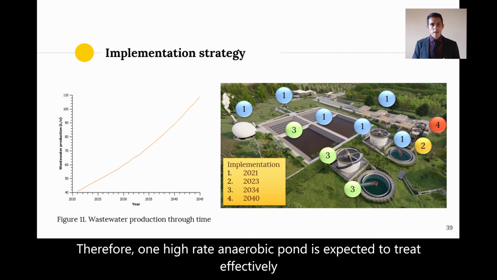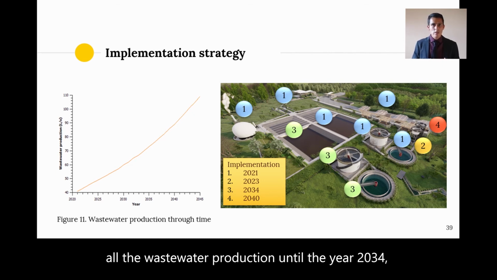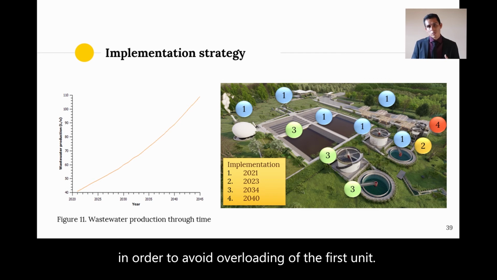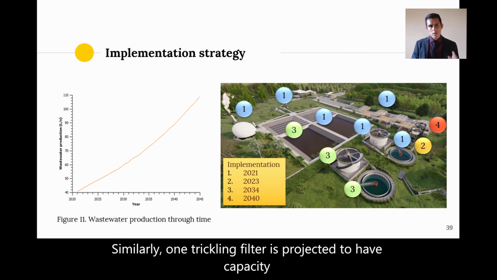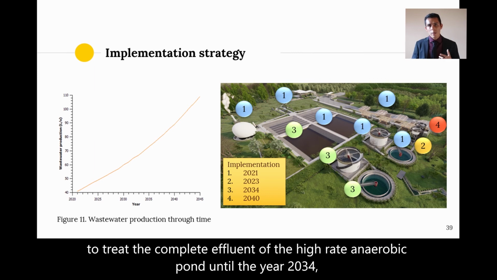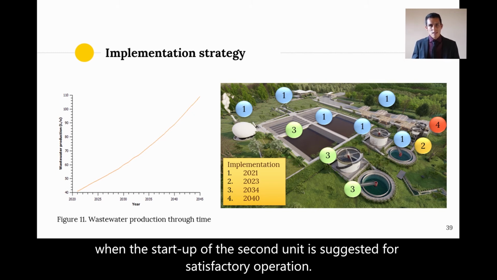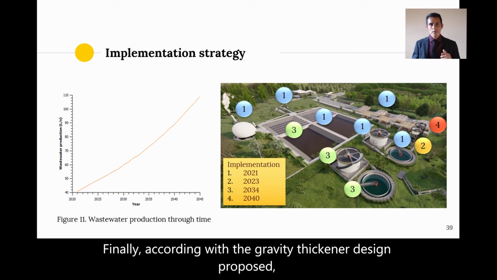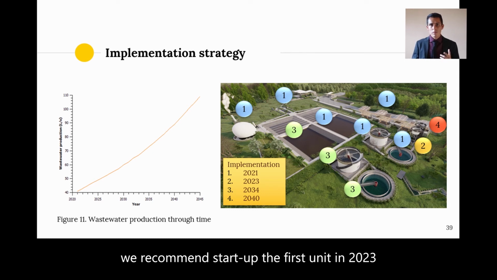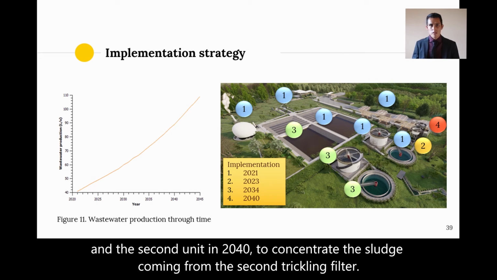Therefore, one anaerobic pond is expected to treat effectively all the wastewater production until the year 2034, when the setup of the second unit is recommended in order to avoid overloading of the first unit. Similarly, one trickling filter is projected to have capacity to treat the complete effluent from the high-rate anaerobic pond until the year 2034, when the setup of the second unit is suggested for satisfactory operation. Finally, according to the gravity thickener design proposed, we recommend the setup of the first unit in 2023 for effective filter sludge concentration, and the second unit in 2040 to concentrate the sludge coming from the secondary treatment filter.